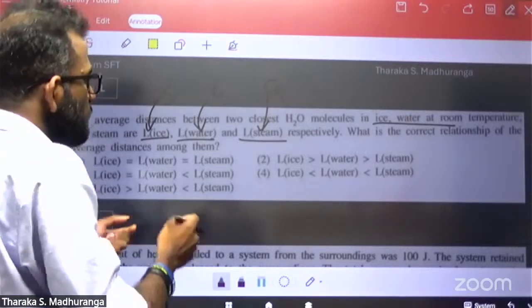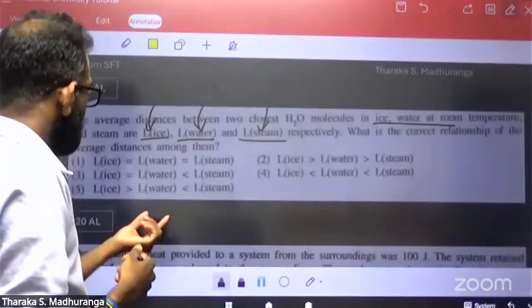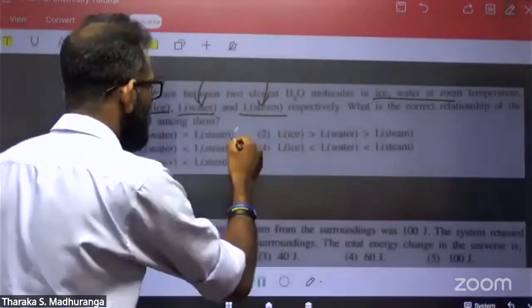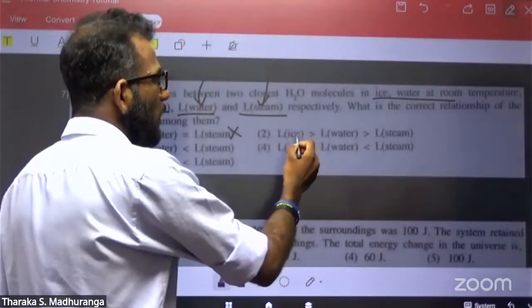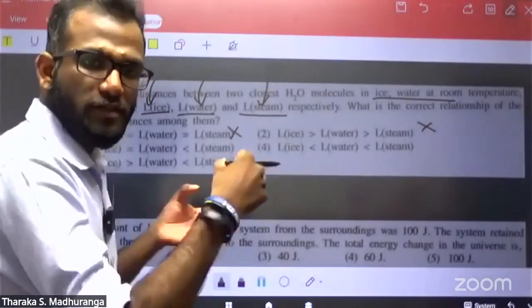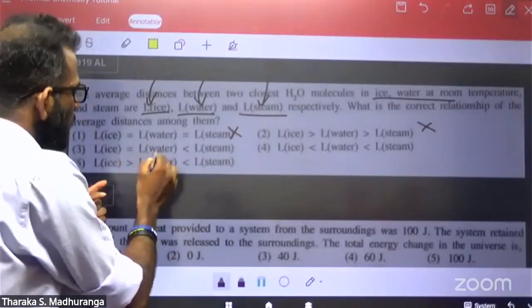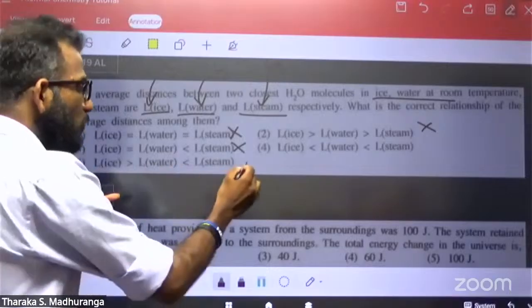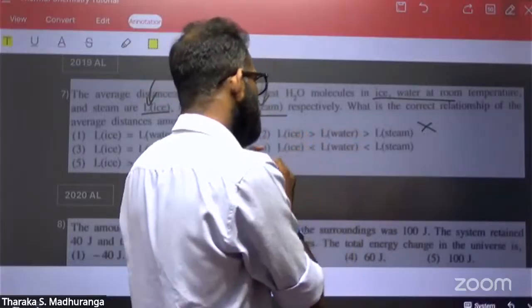Very good. Now, which has the greatest distance among liquid, gas, and solid? It is steam, yes. The distances are not equal, so the first one is wrong. Ice greater than water? No. Ice distance is less than water; solid molecule distance is less than liquid, so the second one is wrong. The third, not equal, cannot be equal. The final one, ice greater than water, is incorrect. Steam is greater than water, and water is greater than ice. Good. Answer number 4.